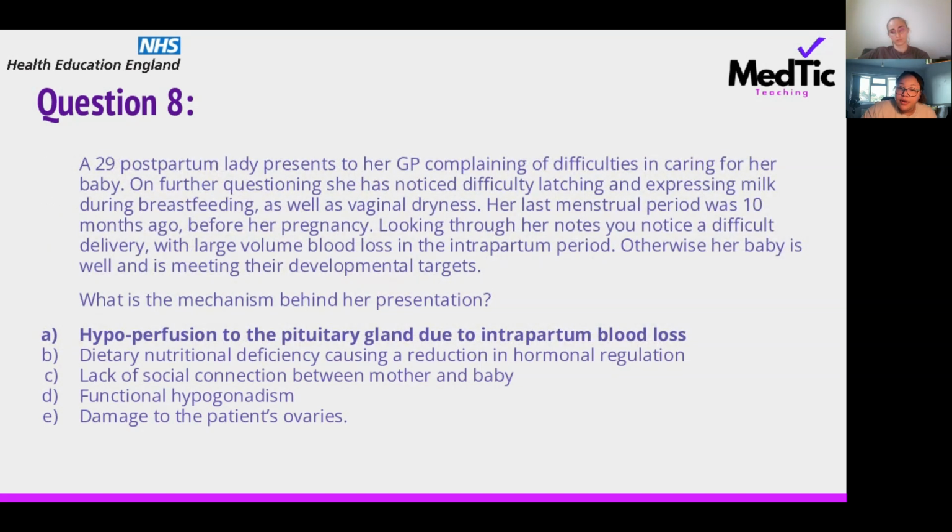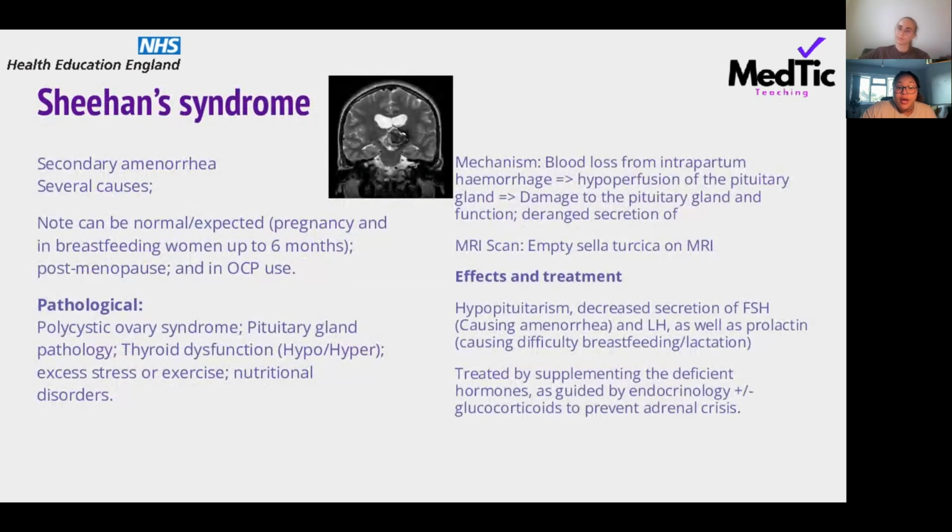Okay, so the correct answer is A. Hypoperfusion to the pituitary gland due to an intrapartum blood loss, also known as Sheehan's syndrome. It results in secondary amenorrhea, and can be caused by several factors.